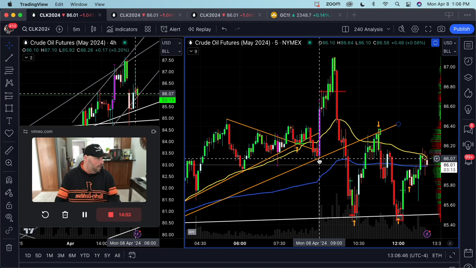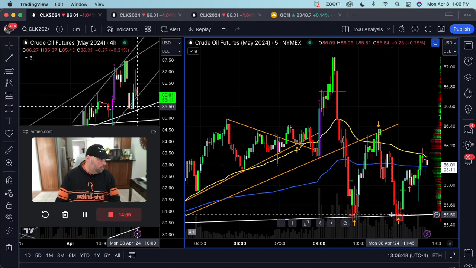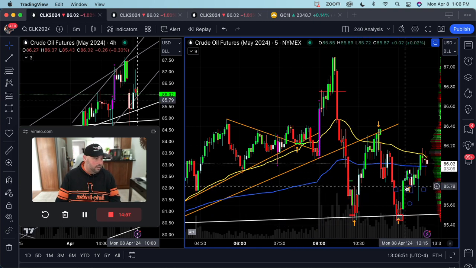for absorption. Like I said, these are all areas of absorption identified by looking at the depth of market, the tape, the footprint, the book map, and liquidity and all the other components that help me make these low risk decisions.